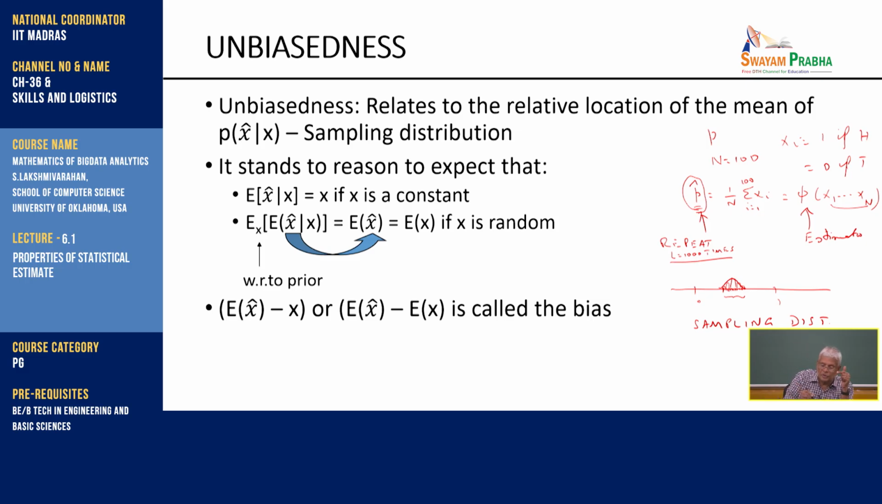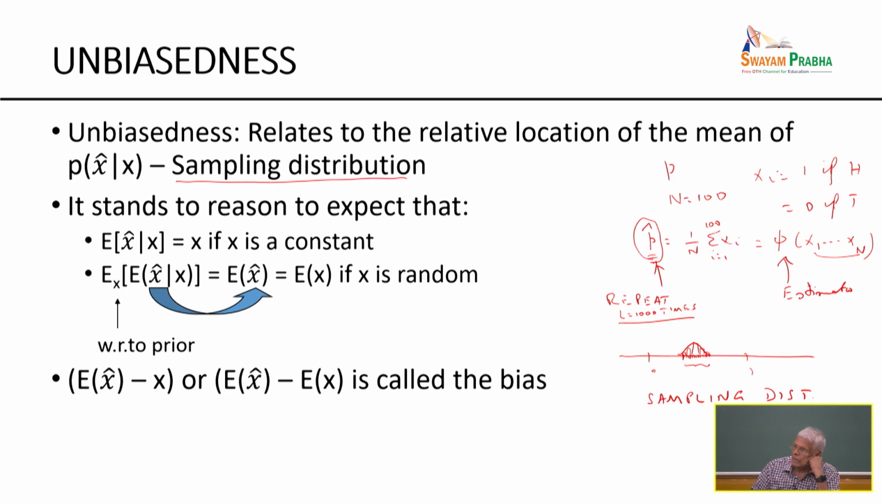So first, this notion of sampling distribution. So what is a sampling distribution? You repeat the experiment a large number of times, get the values of the estimate, draw a histogram and smooth the histogram. This describes the probability of the estimate x hat given x. x is the unknown. Here in this particular case, x is equal to p. The unknown is p. So given x is equal to p, I am going to get x hat is equal to p hat.